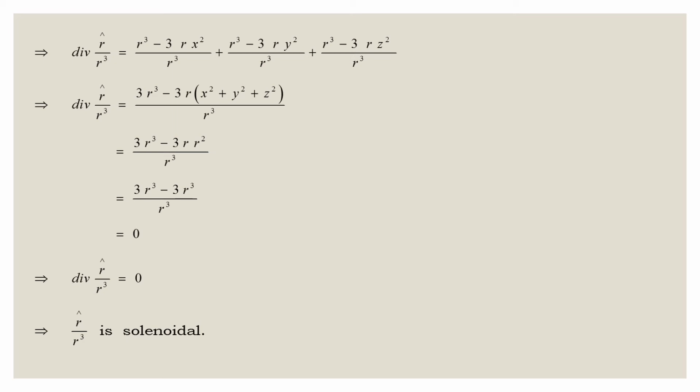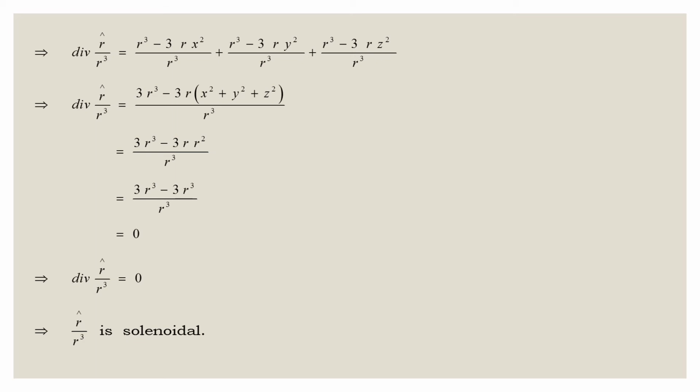So div f equals the sum of these three, it gives us div f equals (3r cube minus 3r times (x square plus y square plus z square)) upon r cube. Here, the value of x square plus y square plus z square is r square. If we substitute x square plus y square plus z square equals r square, we get div f equals (3r cube minus 3r times r square) upon r cube, that equals (3r cube minus 3r cube) upon r cube, it equals 0. So the divergence of r cap upon r cube equals 0.